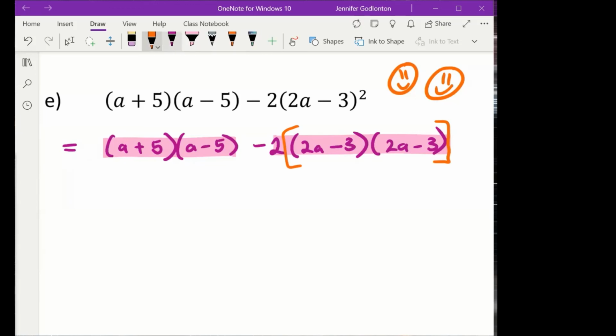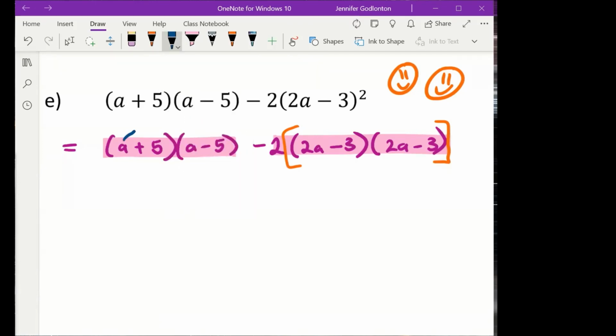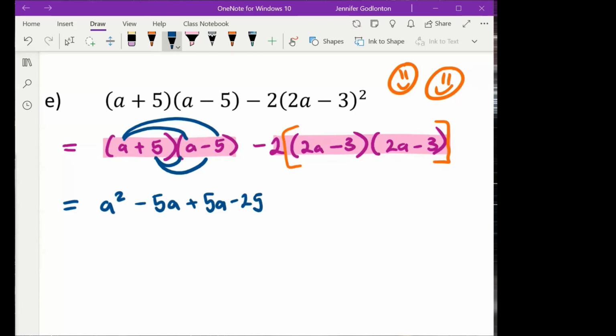Okay, so from here, we're going to start doing our multiplication process. So a times a is a squared. A times negative 5 is negative 5a. 5 times a is positive 5a, and 5 times negative 5 is negative 25. The squared goes away because I've written it out twice. For something to be squared, like if I had 2 squared, that means 2 times 2. So all I've done is take away the square and write out my bracket twice.